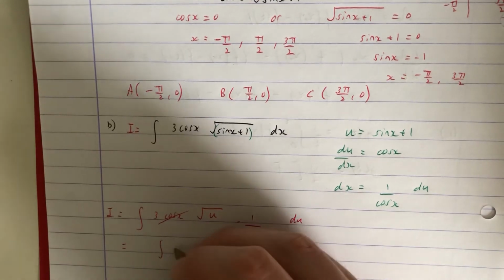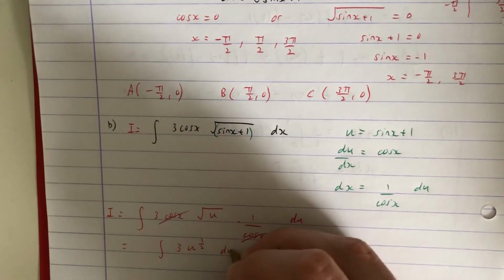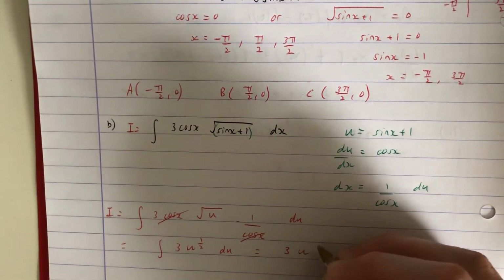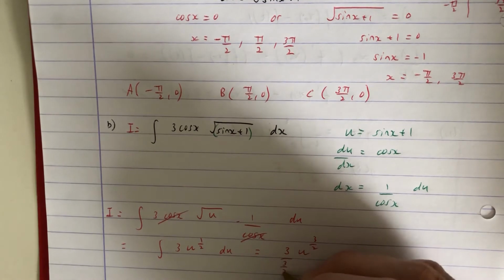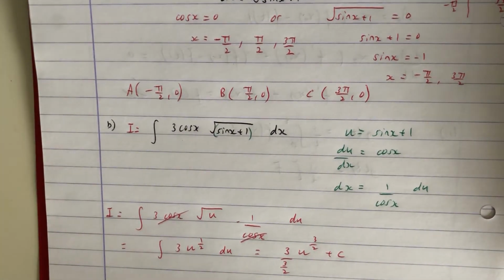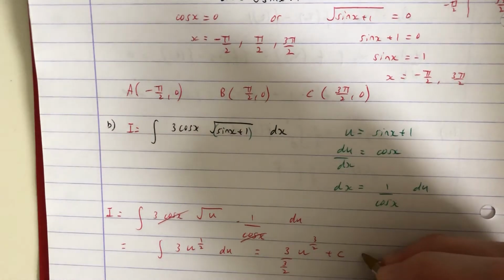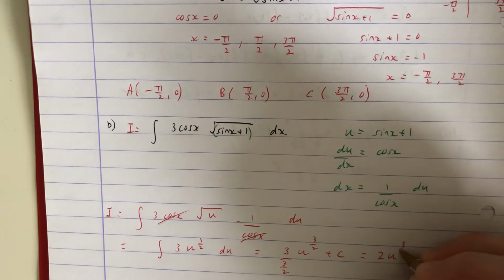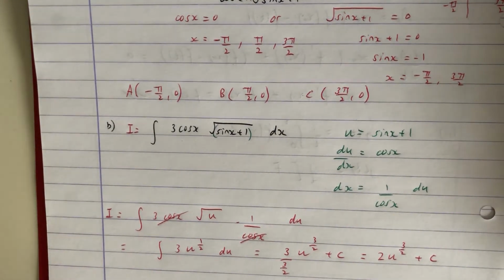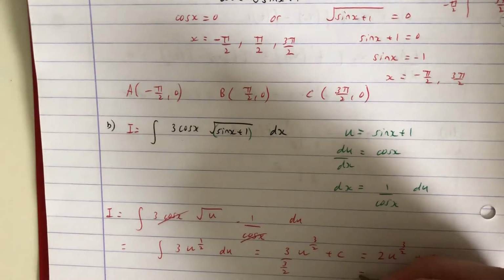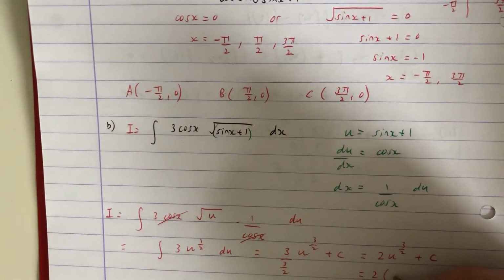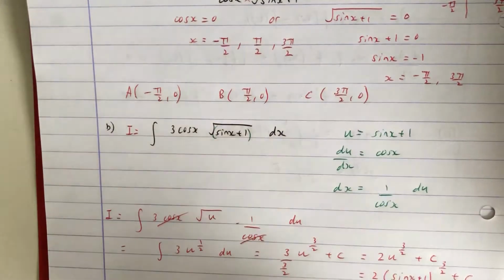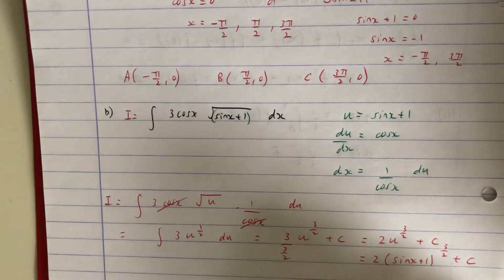And I have to integrate 3 u to the half du, which is equal to add 1 to the power, divide by the new power, plus c, which would simplify to 2u to the power of 3 over 2 plus c, and they probably want the answer in terms of x, which is 2 sine x plus 1 to the power of 3 over 2 plus c would be my final answer.